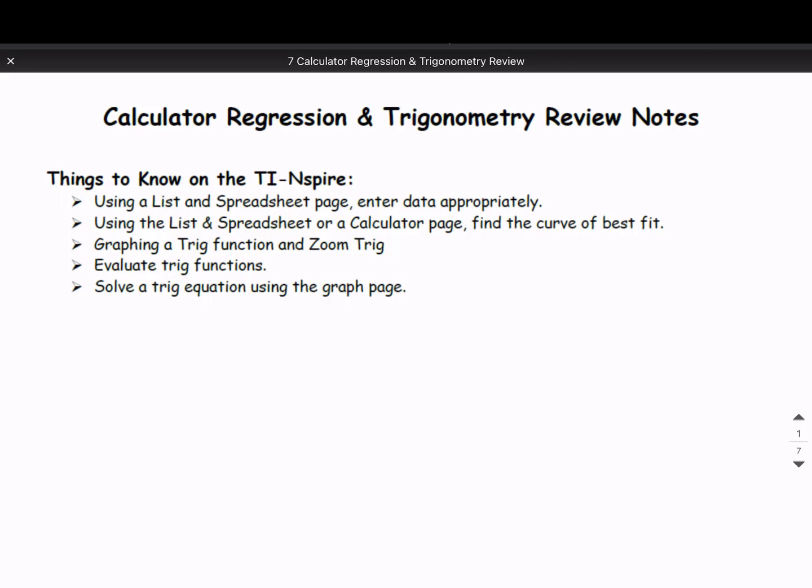Then we're going to practice graphing a trig function and adjusting the window for that trig function. We will also use a calculator page to evaluate trig functions when we have angles measured in both degrees and radians. And finally, we're going to use a graph page to solve a trig equation. The method we're going to use is awesome because it works for any equation that you ever have. But using a trig equation allows us to show you a couple of extra tricks and some techniques on your calculator.